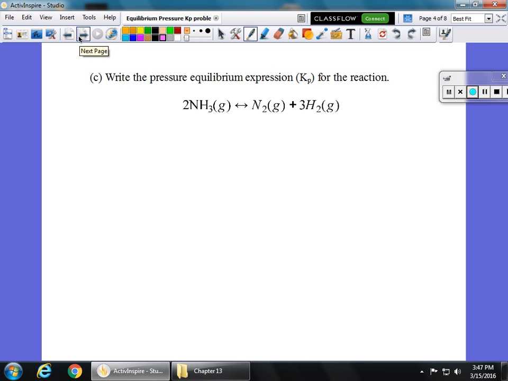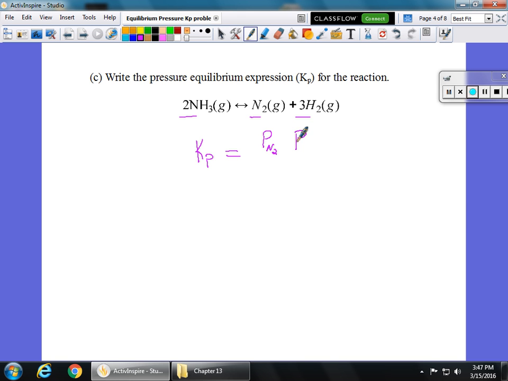Pretty easy, pretty straightforward. The number one problem that I think I would see that students have here is they put it in as concentration. They're going to use square brackets rather than using it as pressures, right? So we're going to take our products and put them over our reactants, raised to the power of the coefficient. So you're writing this as a pressure, not as concentration.